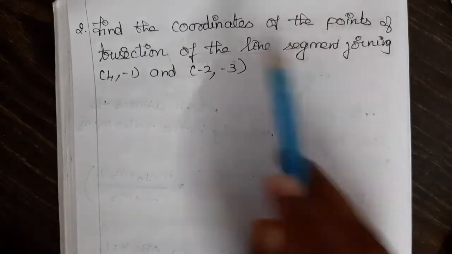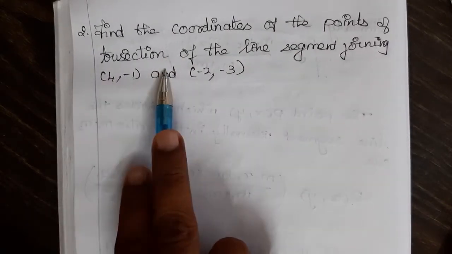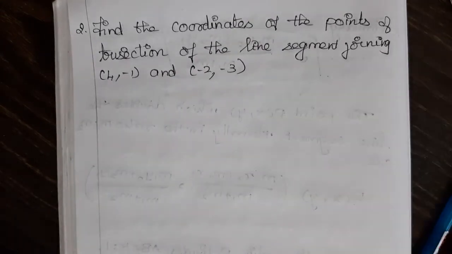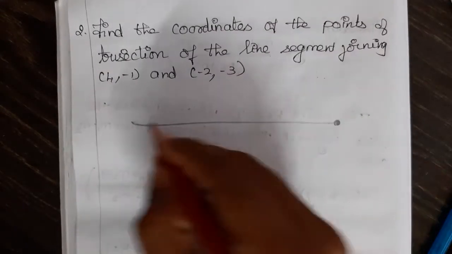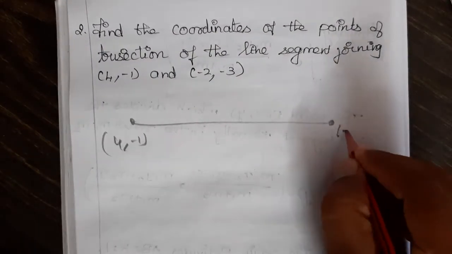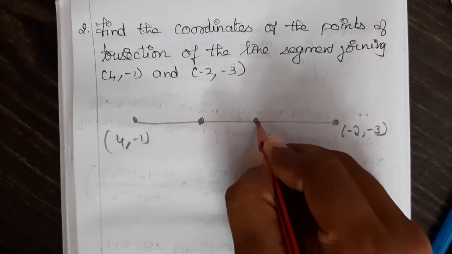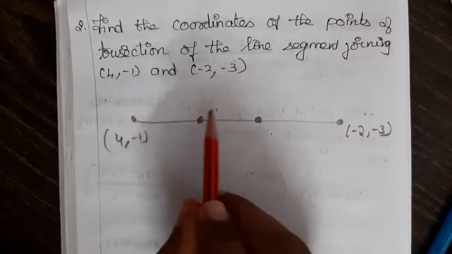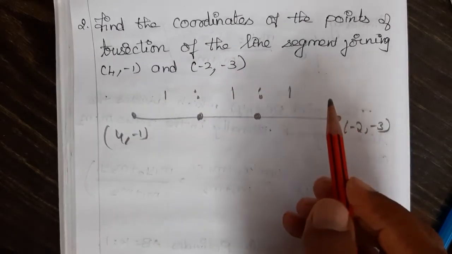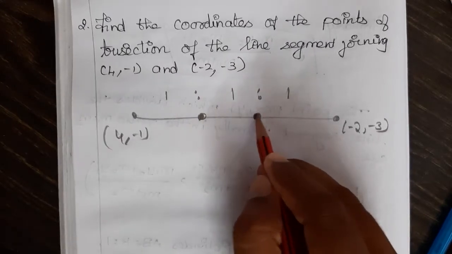So here we go for the second problem. Find the coordinates of the points of trisection of the line segment joining (4, -1) and (-2, -3). So there is a line, and it's (4, -1), and it is (-2, -3). Trisection means 3 equal parts, so 2 points will cut it into three parts. It will be equal parts, right? So we have to find this point and this point.